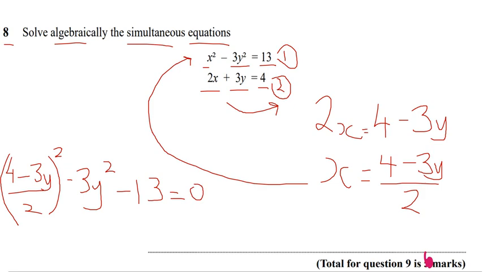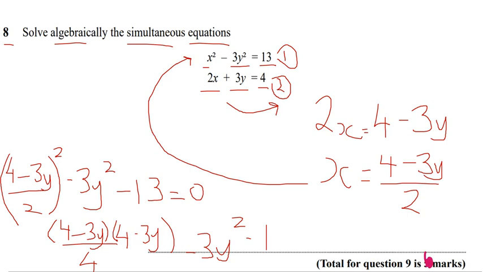So expand the top, expand the bottom. Obviously, that would be 4, so this would be over 4. Then I've got 4 minus 3y times 4 minus 3y, so I'm expanding a pair of binomials. Copy down the rest of it: minus 3y squared, minus 13 is equal to 0. Expanding the top, we're going to get 16, minus 12y. Minus 3y times 4, that'll be minus 12y again. Then minus 3y times minus 3y, that'll be plus 9y squared.